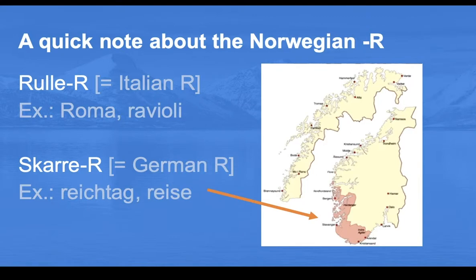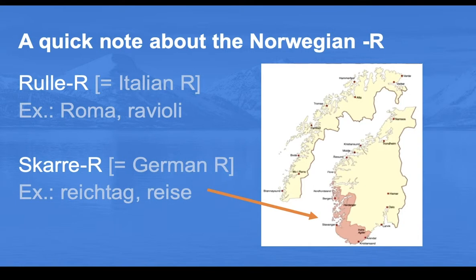A quick note about the Norwegian R. We have two ways of saying it or pronouncing it. We have the rulle R, which is like the Italian R. Example, Roma, ravioli. And then we have the skarre R, which is more like the German R.